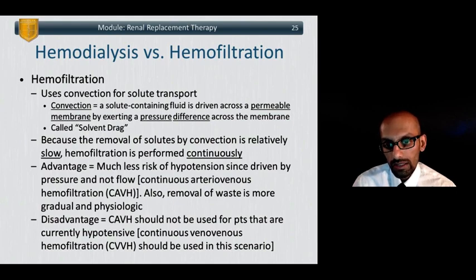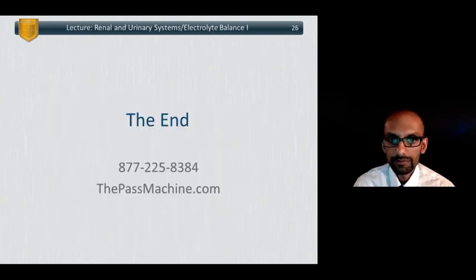So overall, the disadvantage, you can't really use this for patients that are currently hypotensive. In that setting, you don't want to affect the arterial side of circulation. So in that setting, you have to use veno-venous hemofiltration, so CVVH, in that scenario. And again, another disadvantage is you can't treat life-threatening consequences of renal failure with this method.